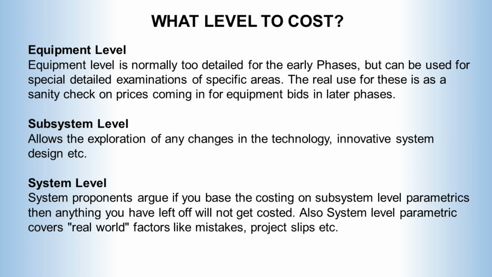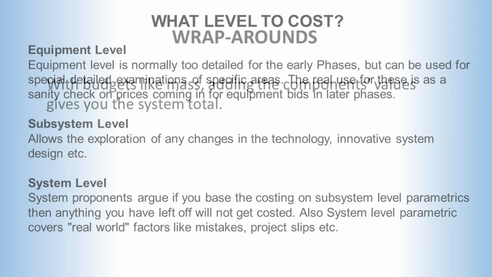As a consequence, system level parametric estimates provide a sanity check on estimates laid at a lower level, which is what we were doing at the beginning with the Ariane project. However, on the downside, if you use system costs, you do not account for any changes in the technology, innovative system design, etc. And in fact, there is no way to cost improvements, often the very thing you want to base your new system on.